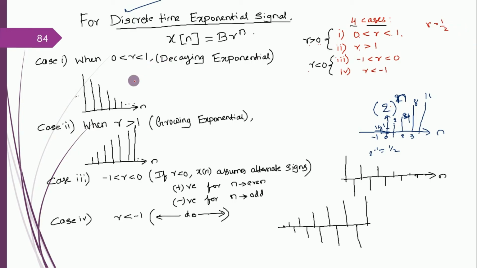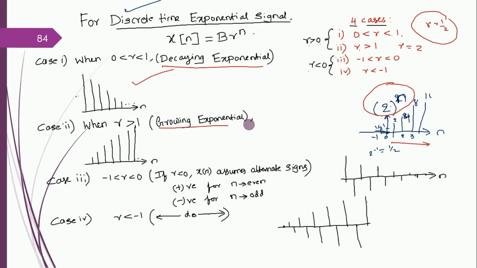Half raised to 0 is 1, half raised to 2 is 1 by 4, then 1 by 8, 1 by 16, it goes on decrementing. This is how it looks: a decaying exponential when you are in the range 0 to 1. That explanation I just provided using R as 1 by 2. Now similarly, if I consider R value as 2, how does it look? Concentrate only on the positive side of the x-axis. It is exponentially increasing, or else we call it a growing exponential, when R is greater than 1.